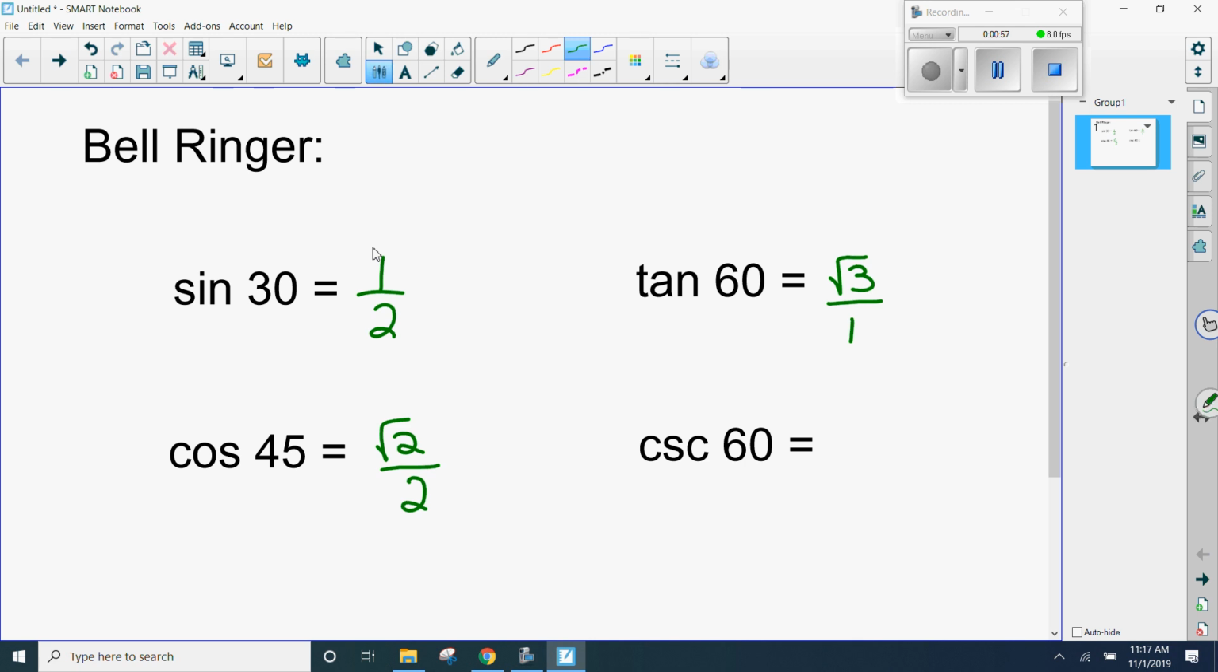Cosecant is the reciprocal of sine. So you're going to have the sine of 60. So 60, sine is which set of fingers? The bottom, which is going to be radical 3 over 2, but the reciprocal is 2 over radical 3. If you rationalize the denominator, that is 2 radical 3 over 3. Either one of those would work.